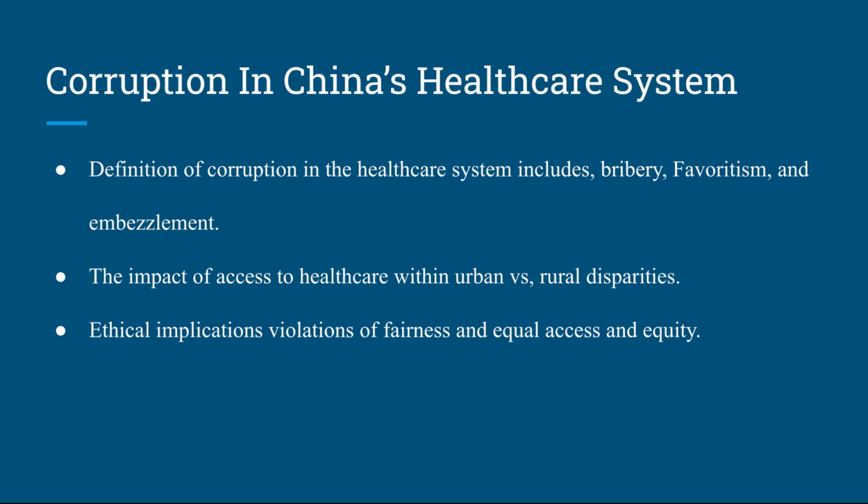The corruption in China's healthcare system. One of the most significant ethical issues within China's healthcare system is corruption. Corruption manifests in many forms, such as bribery, favoritism, and embezzlement. This corruption undermines fair and equitable access to healthcare, creating a system where only those who can afford to pay bribes receive quality care while others are left behind. This deeply unethical practice exacerbates inequality and leaves many without the medical care that they need.